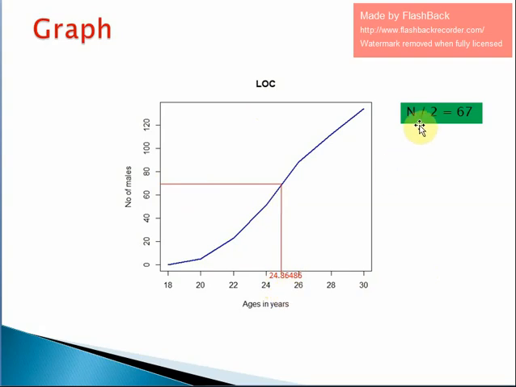The procedure is very simple. Calculate the value of n by 2, and take this value on the y-axis. From this point, draw a horizontal line which meets the LOC, and from the point where the horizontal line meets the LOC, draw a vertical line to the x-axis and read the point on the x-axis. That will give us the value of median.